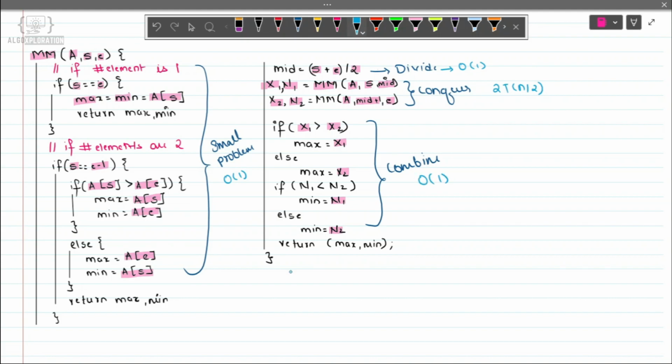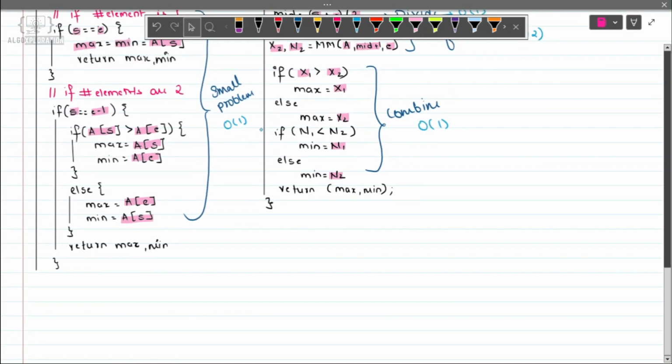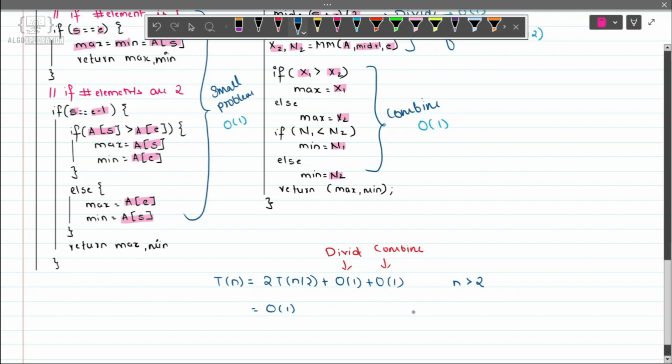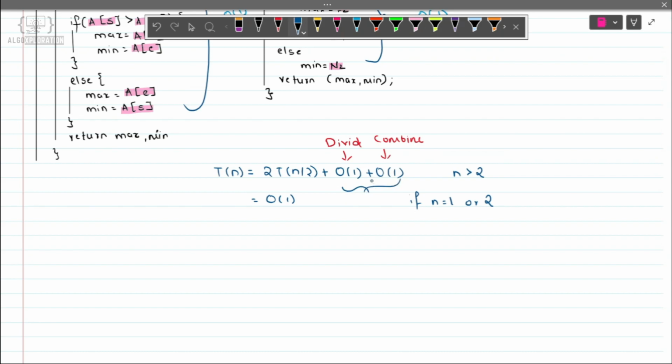Now let's find the recurrence relation based on time. So here the recurrence relation will be T(n) equals to 2T(n/2) plus order of 1 plus order of 1, time taken for divide and time taken for combine, when n is greater than 2, or else order of 1 if n equals to 1 or 2. Now since this is the constant part, we can replace this by c. So here it will be T(n) equals to 2T(n/2) plus c.